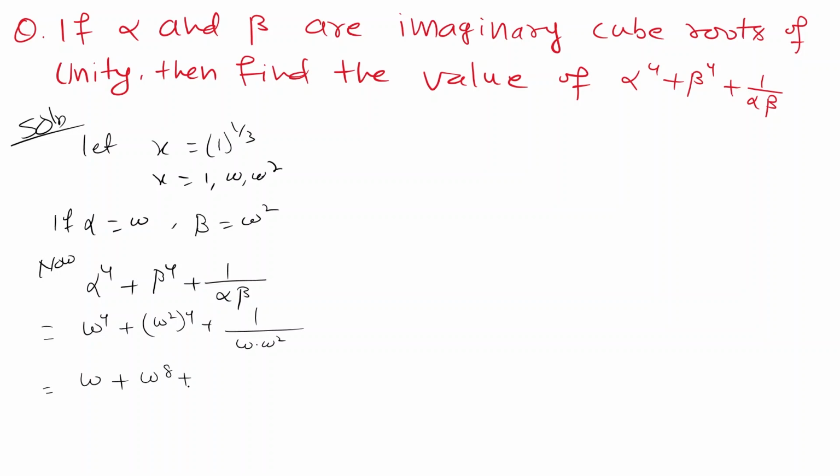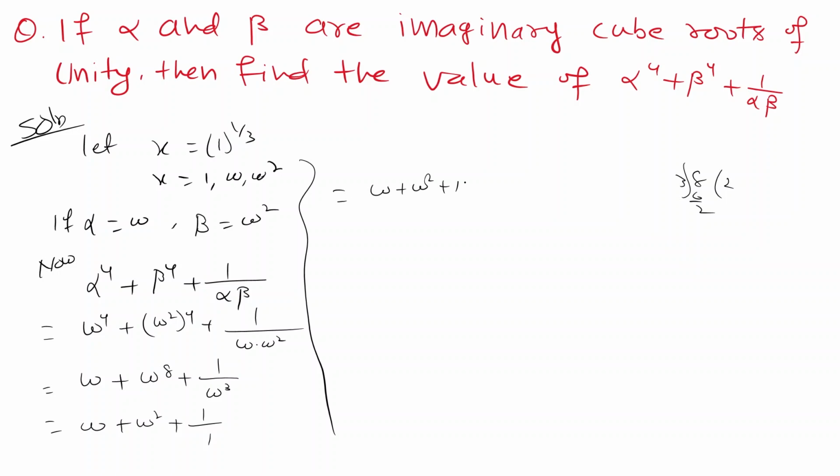Here omega to the power 8 and this one is omega to the power 3. Now we have to divide 8 by 3. So 3 2s are 6 and remainder is 2. So this one is omega plus omega square, and 1 by omega cube, that means 1 by omega cube is always 1. So finally we have omega square plus 1. So this is nothing but the sum of cube roots of unity, and the sum of cube roots of unity is always 0. So the value of this expression alpha to the power 4 plus beta to the power 4 plus 1 by alpha beta is equal to what?